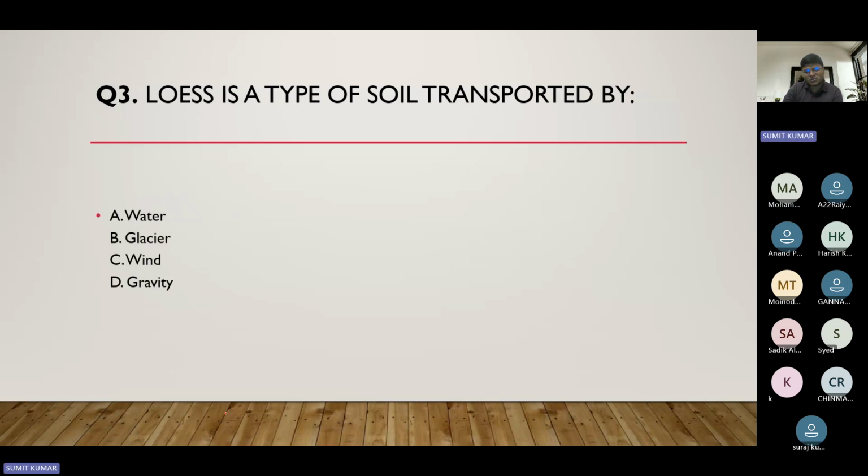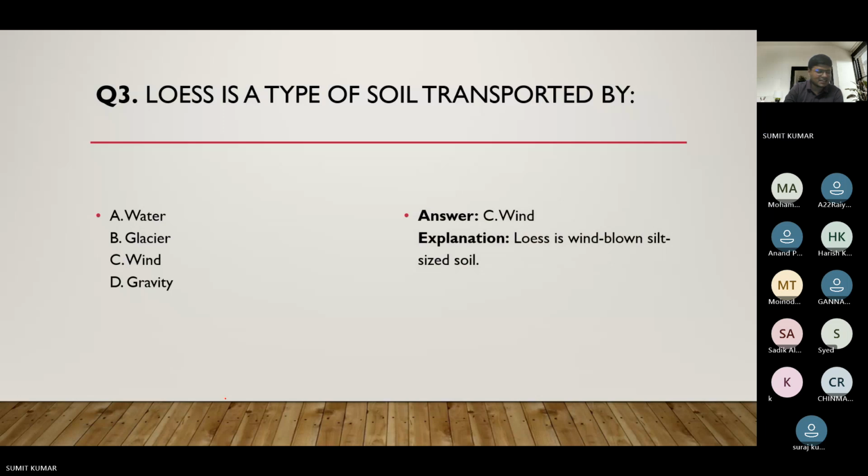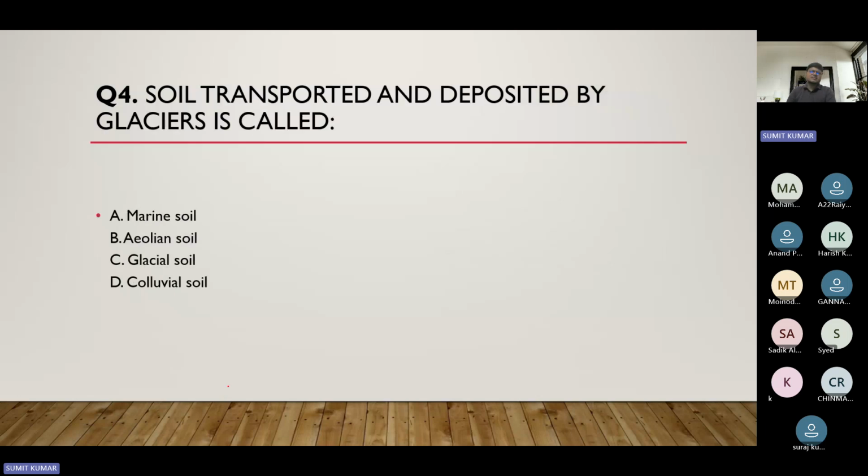Okay, so loess is a type of soil transported by, I think, wind, right? Absolutely right. Now we move ahead. The next question says that the soil transported and deposited by glaciers is called.